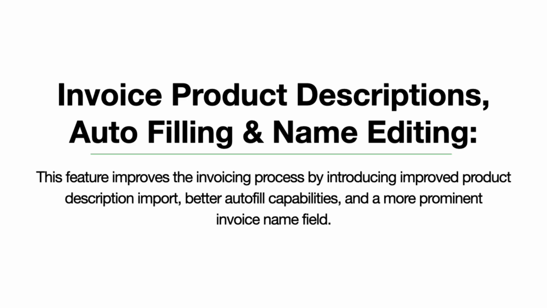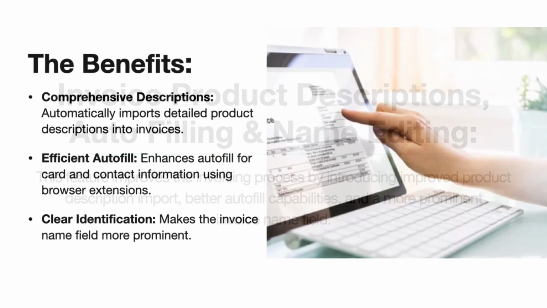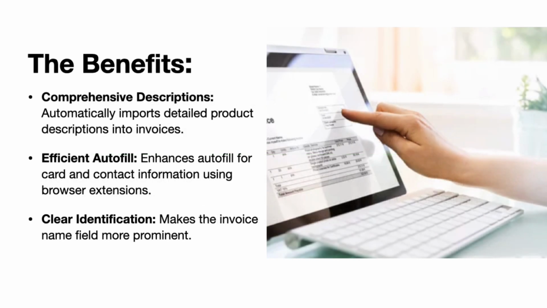Now within Invoice Product Descriptions, you have autofilling and name editing. This feature improves the invoicing process by introducing improved product description imports, better autofill capabilities, and a more predominant invoice name field. As far as benefits go, first of all, this is going to give a comprehensive description.